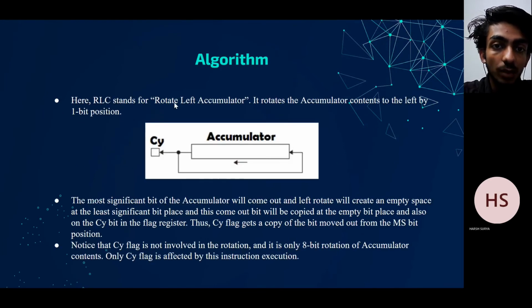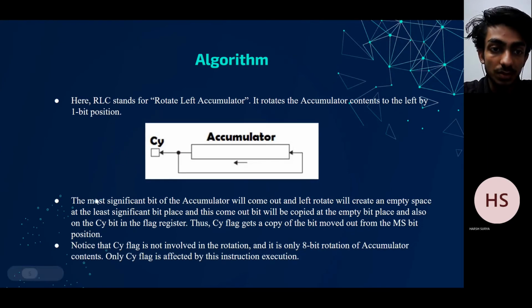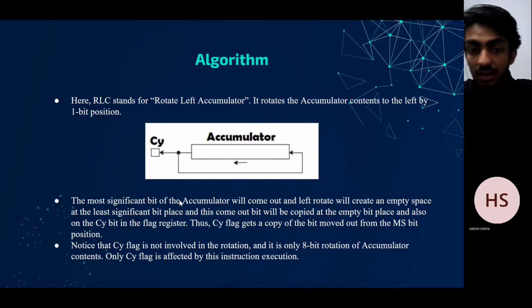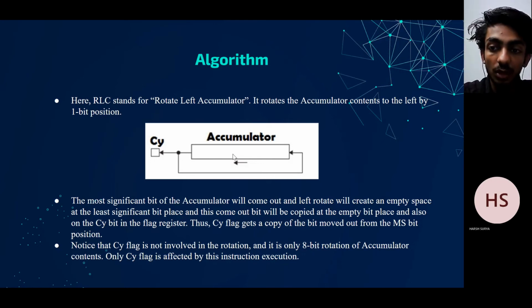Here, RLC stands for rotate left accumulator. It rotates the accumulator contents to the left by 1 bit position. So the most significant bit of the accumulator will come out and left rotate will create an empty space at the least significant bit place, and this bit that came out will be copied at the empty bit place and also on the carry bit in the flag register. Thus the carry flag gets a copy of the bit moved out from the most significant bit position. One thing to note is that the carry flag is not involved in the rotation. It is only an 8-bit rotation of the accumulator contents. Only the carry flag is affected by this instruction execution.